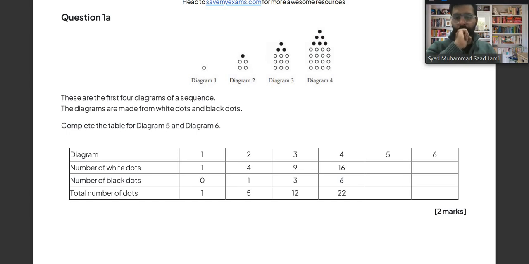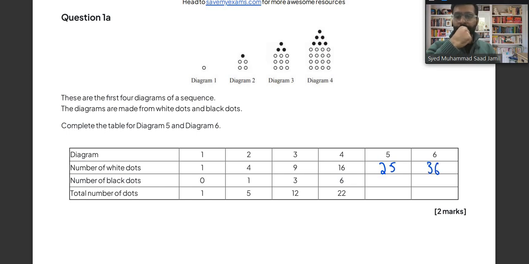Number of white dots: 1, 4, 9, 16. As you can see, we are just squaring the number. 1 square is 1, 2 square is 4, 3 square is 9, 4 square is 16, 5 square is 25, and 6 square is 36.